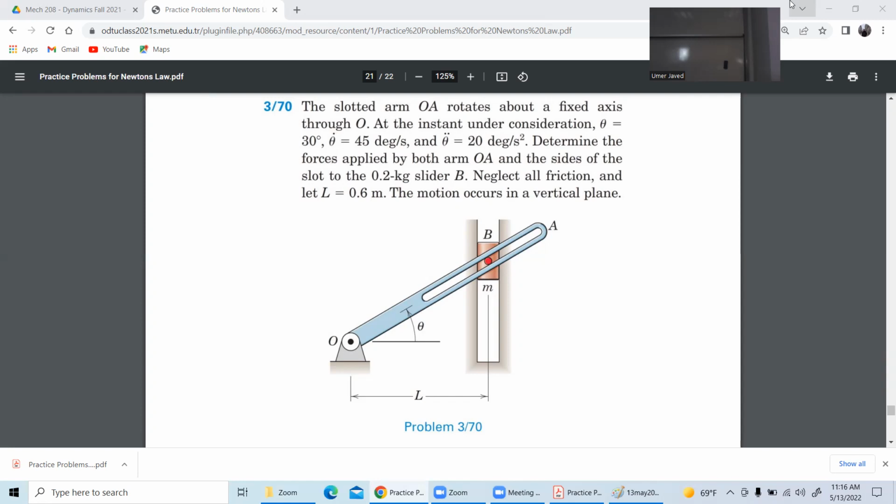The normal force shouldn't be at 90 degrees. No? Okay, we will do it together. Should I start the problem by the way? Okay, let's do it together. Come on. So R, I think.